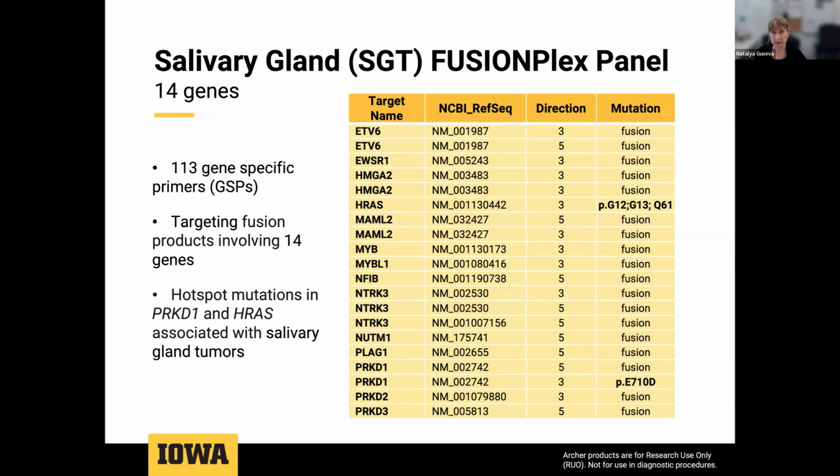So based on literature and based on this network I showed you, we designed the SGT panel, which included 14 genes targeted for fusion detection. And we also included 2 genes, PRKD1 and HRAS, for point mutation detection. These mutations are associated with salivary gland tumors.